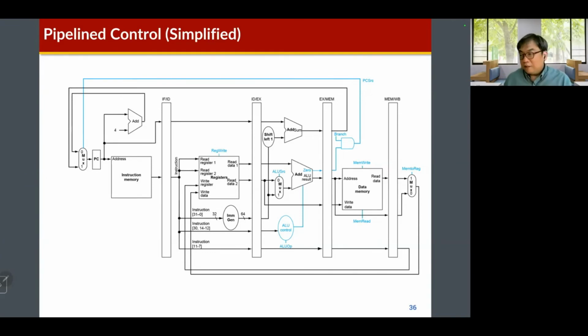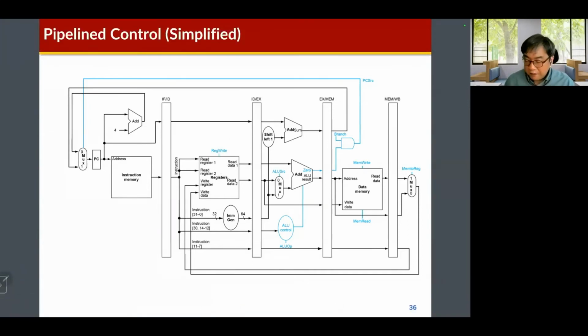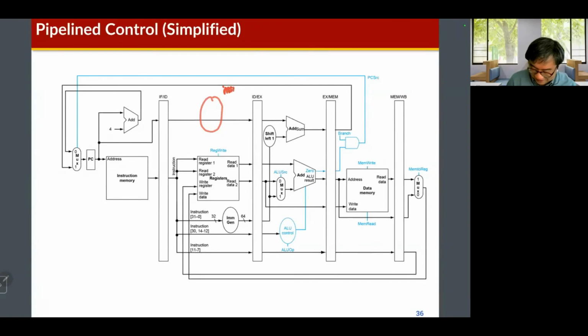Like the single cycle processor design, the data path elements in the pipeline processor also have control ports. It's the same data path elements, right? So there are some control ports in the data path elements, then we need to generate control signals. Then how? In the single cycle processor, we can generate control signals by using instructions, right?